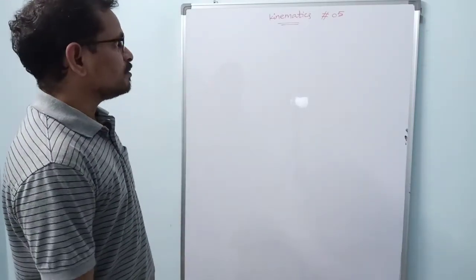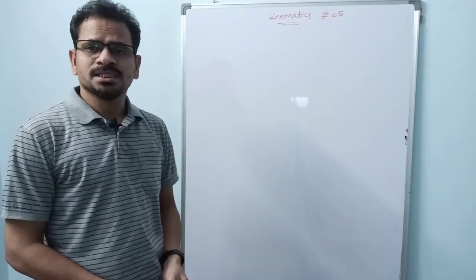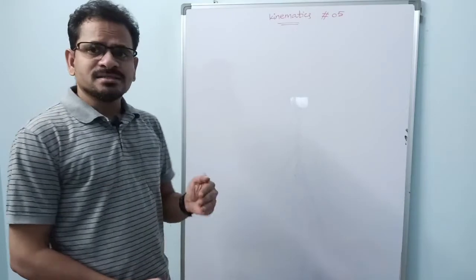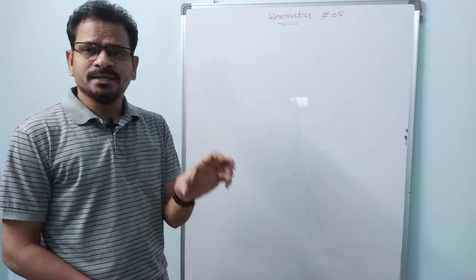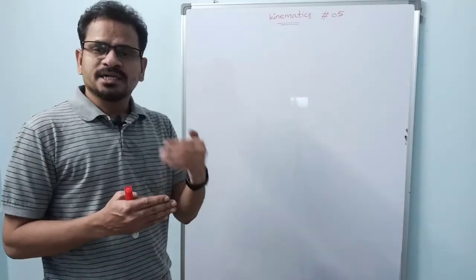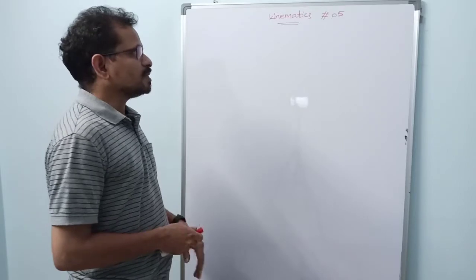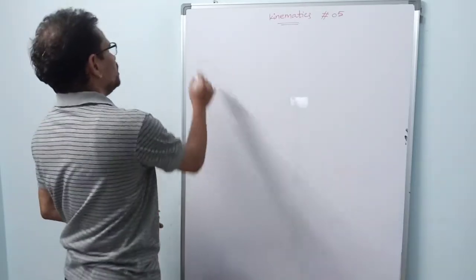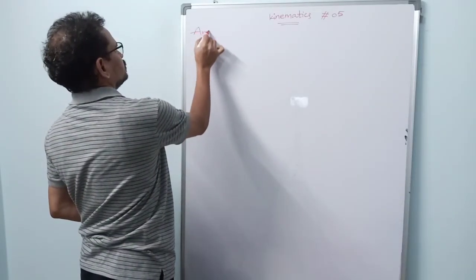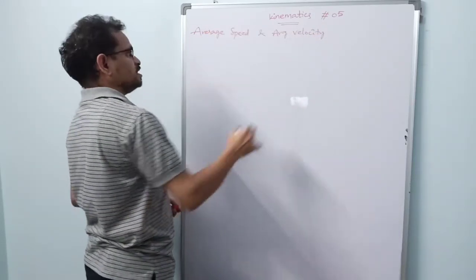Next, our topic is kinematics part 5. In the previous part, kinematics part 4, I gave an analysis regarding the topic of kinematics. To rectify some misconceptions, now we are going to the next topic, that is average speed and average velocity.